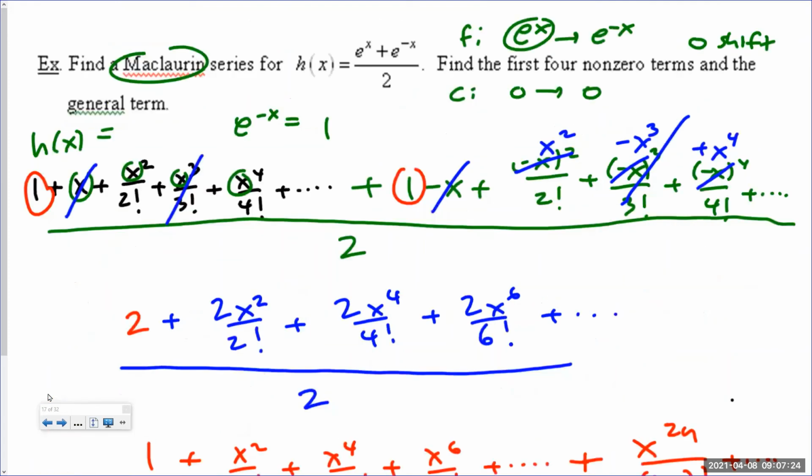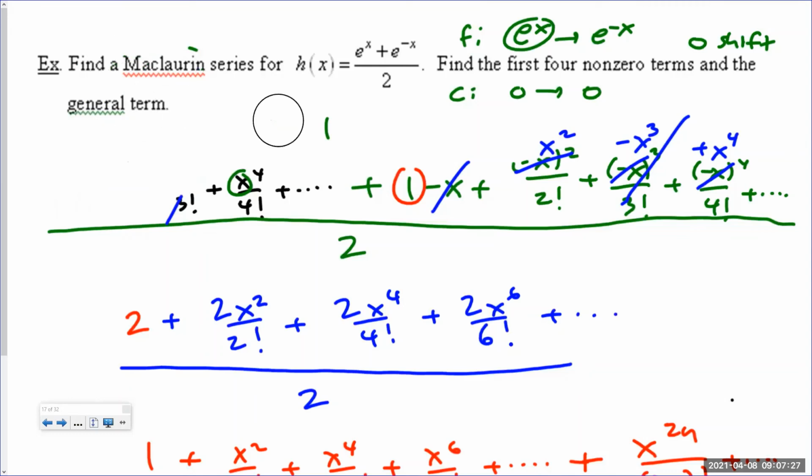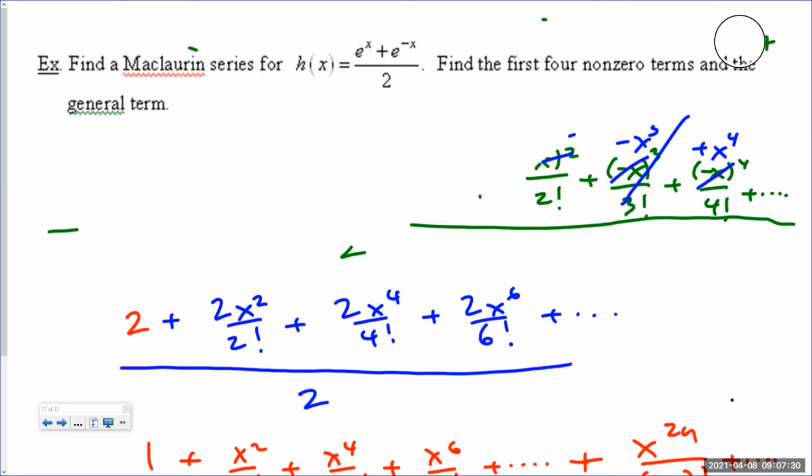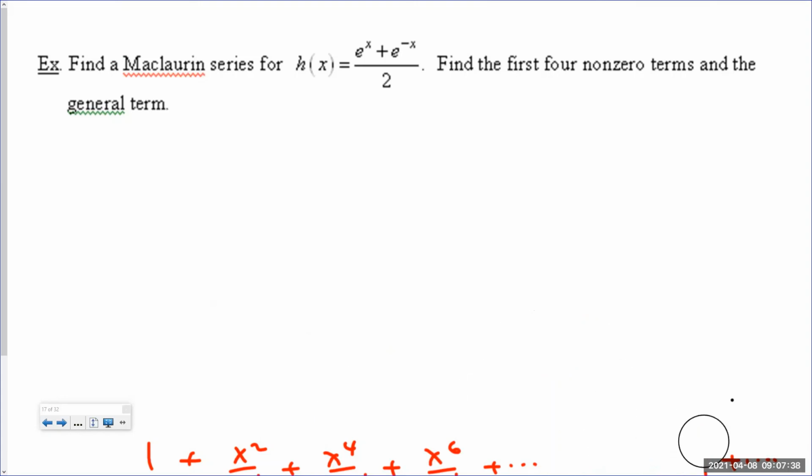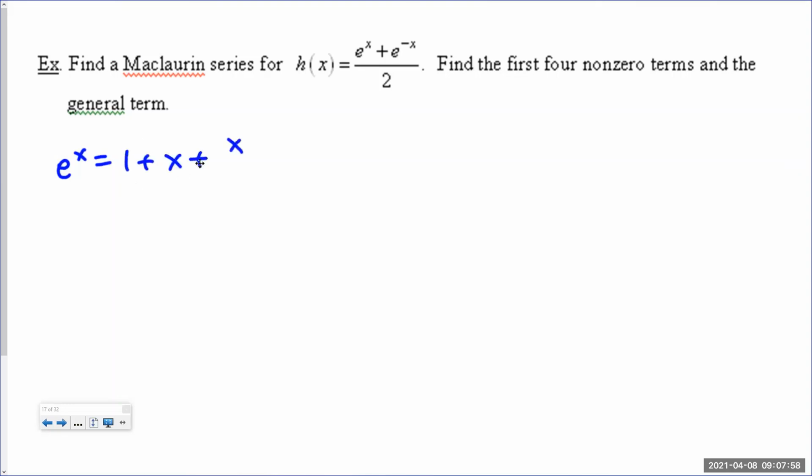Okay, let's look at this one right here. So this is your last one. Not only can you substitute or take the derivative of both sides or integrate both sides or multiply by the same thing to both sides, you can also add and subtract Taylor series. Okay, so what I'm going to do here is I'm going to find, well, I know what e to the x is. The Maclaurin series for e to the x is 1 plus x plus, and this one doesn't alternate. So plus x squared over 2 factorial plus x cubed over 3 factorial.